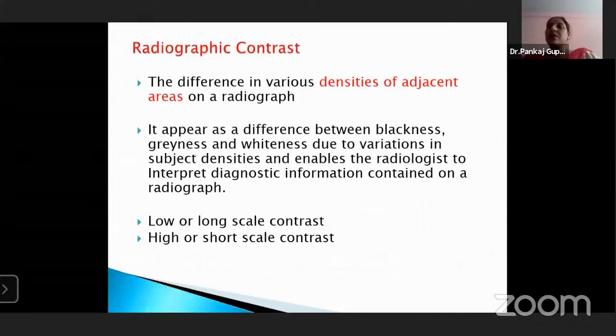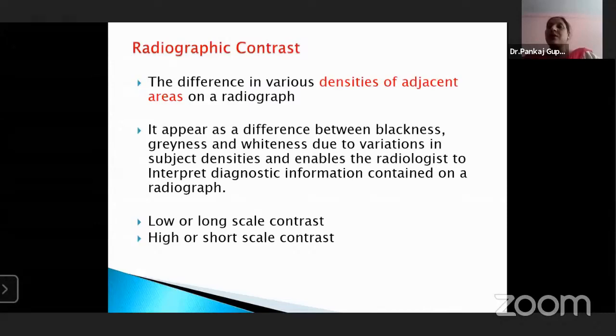Now the radiographic contrast. Radiographic contrast is basically the difference in various densities of adjacent areas on a radiograph. It appears as differences between blackness, grayness, and whiteness due to variation in the subject densities, and enables the radiologist to interpret diagnostic information contained on a radiograph. A good quality radiograph has a maximum number of densities, or we can say low or long scale of contrast. It should depict gray, light gray, dark gray, white, black.